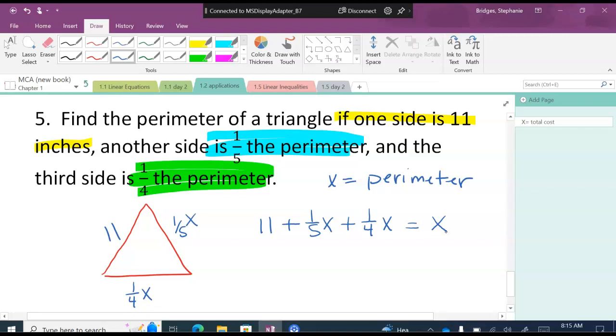What would my common denominator be for 5 and 4? 20. So we want to multiply everything through by 20. Make sure you multiply every piece of your equation by 20. 20 times 11 is 220. What is 1/5 times 20? 4. And 1/4 times 20? And then don't forget the 20 times that single x has got to also be done.